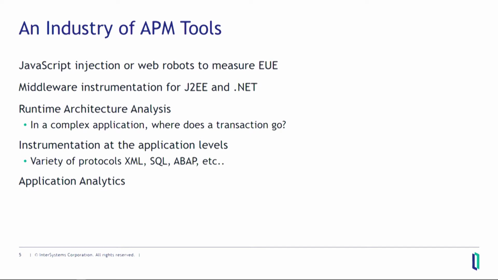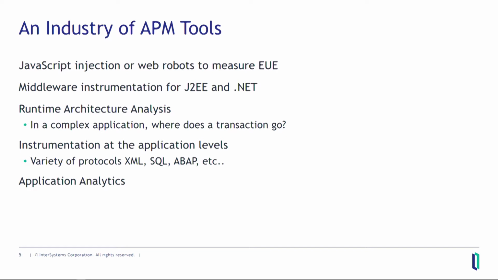There's an industry of APM tools out there. These vary from JavaScript injection, web robots monitoring the end-user application, the end-user experience. There's instrumentation in middleware tools. There are tools for analyzing the runtime architecture. And by the runtime architecture in this context, what I mean is for a complicated application, what actually happens when the user hits the enter button or clicks or touches a touch screen, what actually happens behind the scenes, because it's very unlikely in today's applications that it's just going to go to an application and come back again.